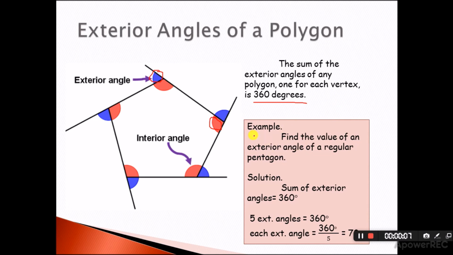Now let's have an example. Find the value of an exterior angle of a regular pentagon. As it's a pentagon, the total of exterior angles is 360. What is asked is the measure of 1 exterior angle. So 5 exterior angles is equal to 360 degrees. What we are going to do is eliminate 5. We divide both sides by 5. So 5 exterior angles divided by 5 is 1 exterior angle, and 360 divided by 5 is equal to 72 degrees.